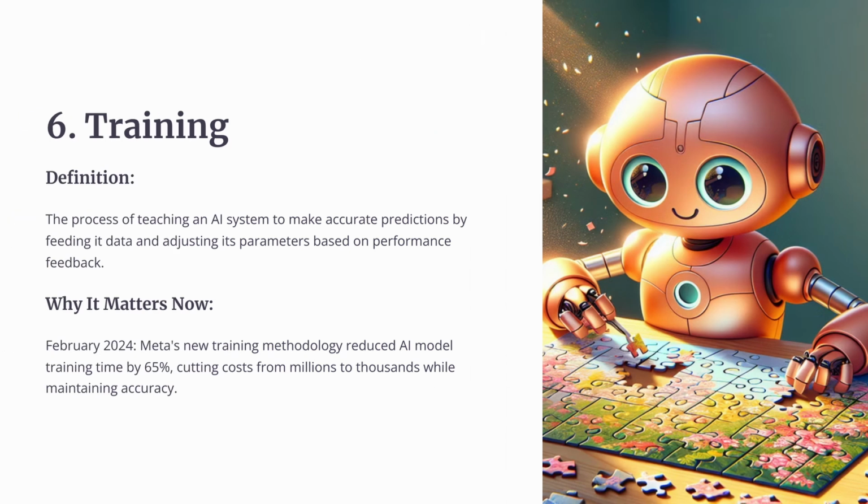Training is the process of teaching an AI system to make accurate predictions by feeding it data and adjusting its parameters based on performance feedback. This is just like teaching any skill, but at a massive scale. Imagine teaching someone to identify dogs by showing them thousands of dog photos, giving feedback on each guess. The exciting part is how efficient this process is becoming. Meta's breakthrough means what used to take months and cost millions can now be done in days for thousands. It's like finding a way to compress years of learning into just a few hours.